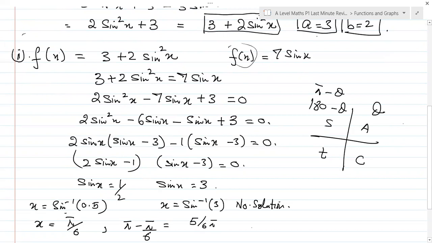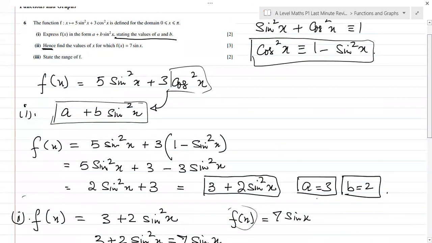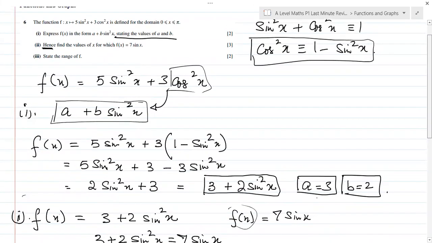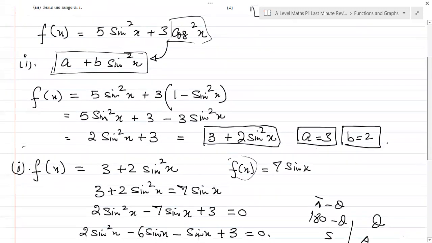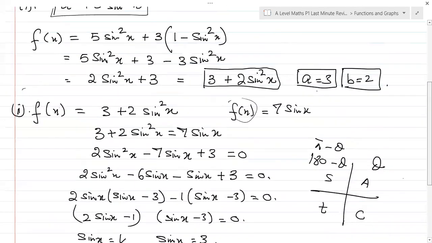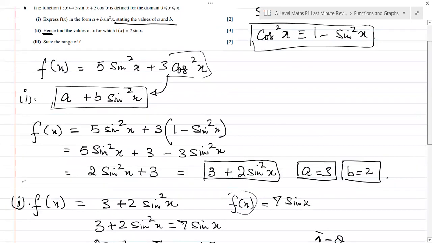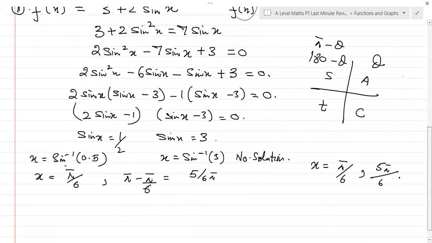So the two values that we are getting would be pi over 6 and 5 pi over 6, if that falls in the range. So let's go and check the range again. From 0 to pi, so yeah, that's fine. That should be in the range, because 5 over 6 pi is less than pi. Now we have to state the range of f.